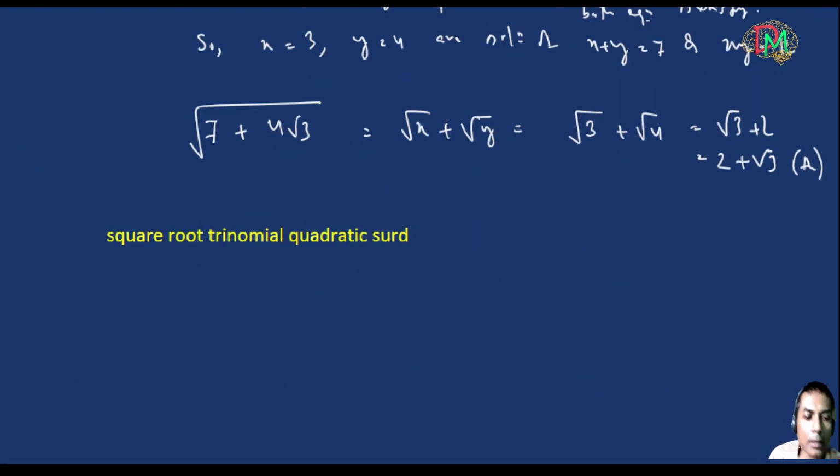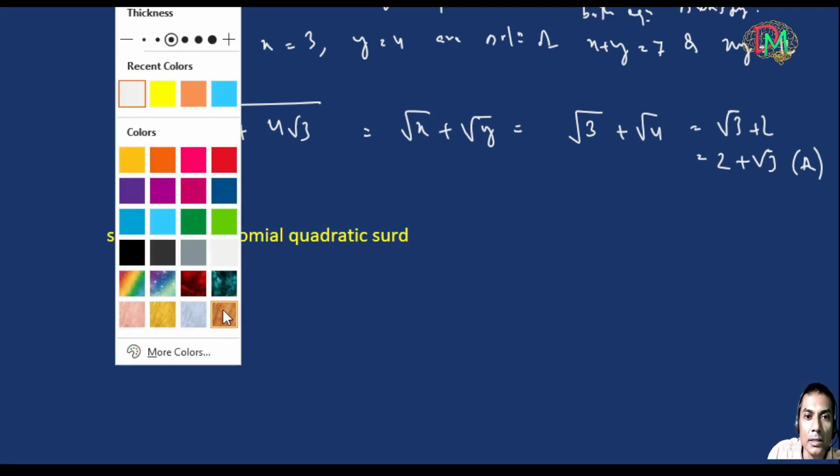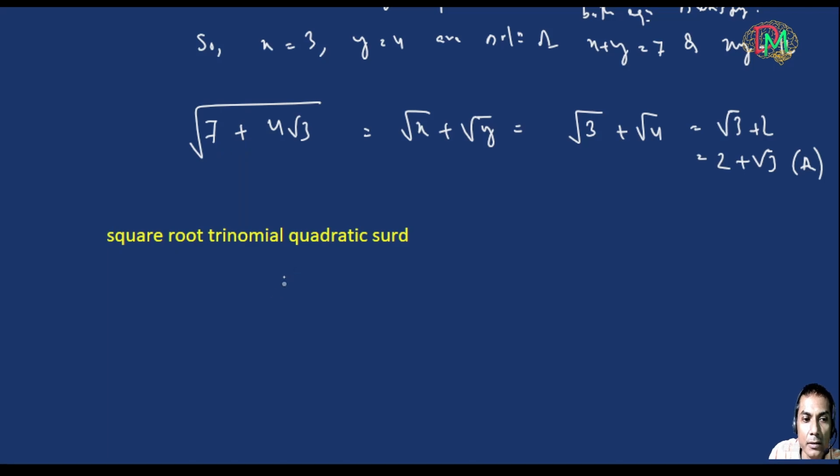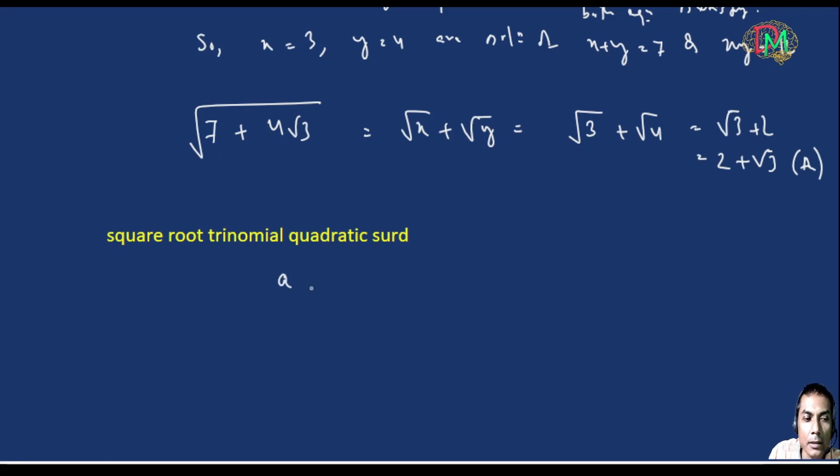Now we learn the square root of the trinomial quadratic surds. So let's consider the general expression, that is a plus root b plus root c plus root d. Since these three are surds, quadratic surds.